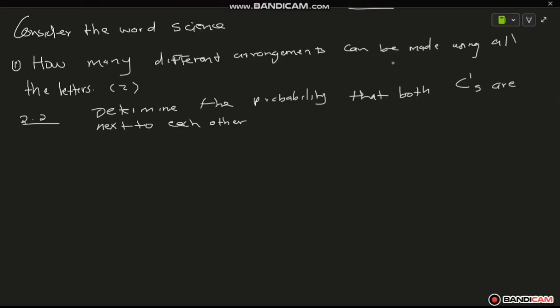Now consider the word science. How many different arrangements can be made using all the letters? You must check how many letters you have there. So how many letters do we have? 1, 2, 3, 4, 5, 6, 7. We have 7 letters, meaning we're going to use the factorial way of writing our arrangements. So we have 7.